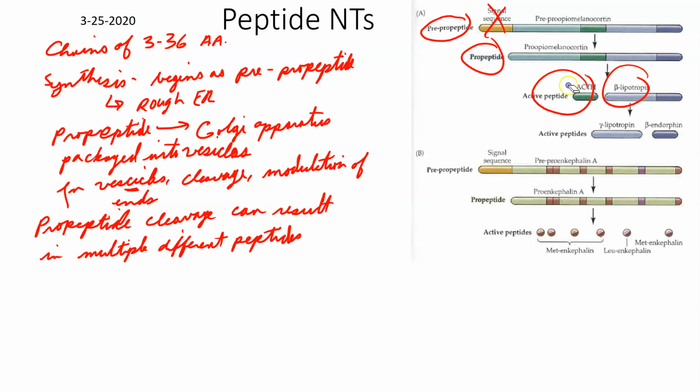So if we take a look at our example here, what you can see is you've got this active peptide, and it can be further cleaved potentially. So this could be the active peptide, or a cleavage event could take place here, and what we end up with are two separate and unique peptides.